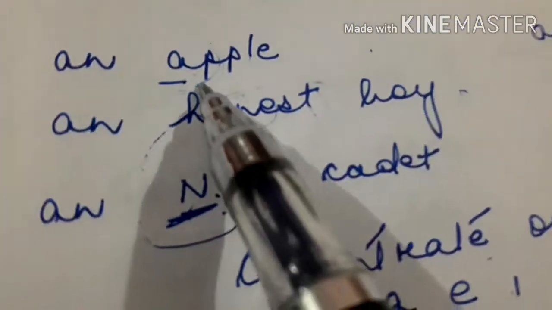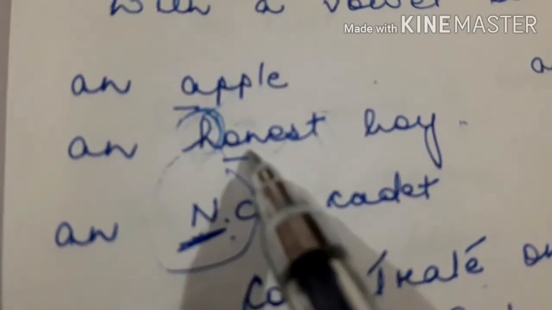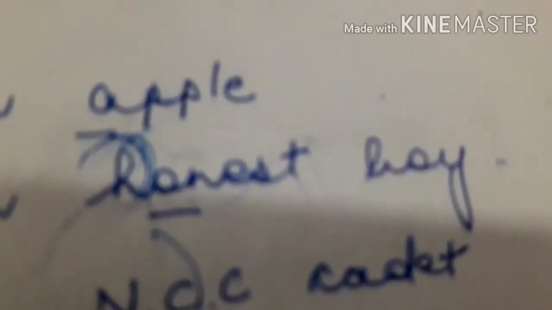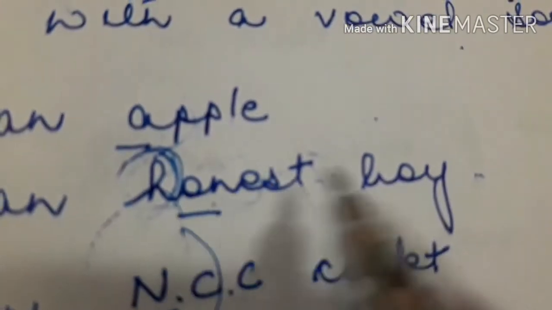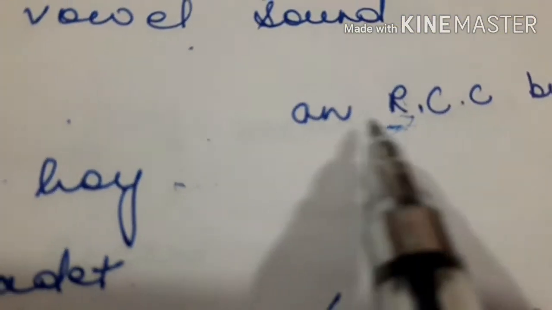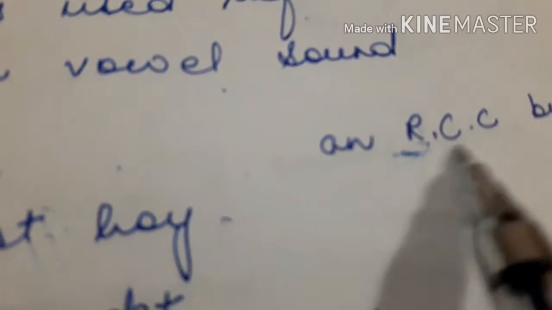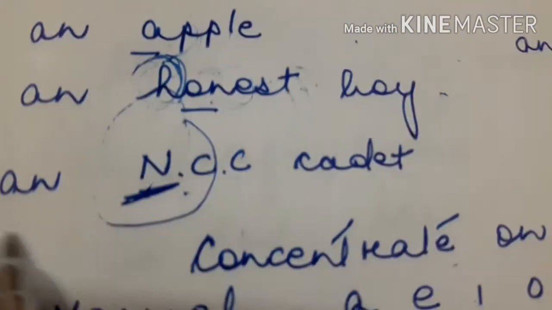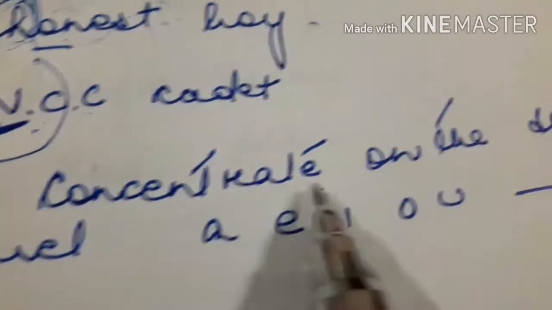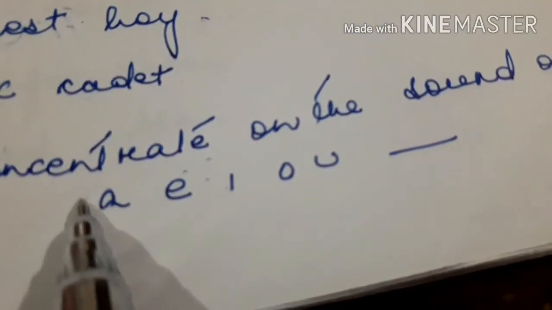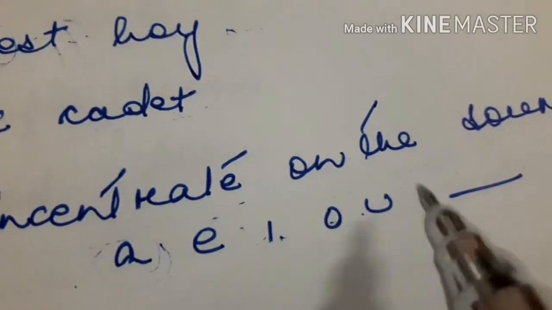Don't bother about the H here, though it is a consonant, it is starting with a vowel sound, like honest. Okay, A, E, I, O. So the sound of O is here. An RCC building. So R is not a vowel, but it starts with a vowel sound, so an RCC. Similarly, an NCC cadet. So you need to concentrate on the sound of the vowel, not the letters alone. A, E, I, O, U, the sound should be very prominent.